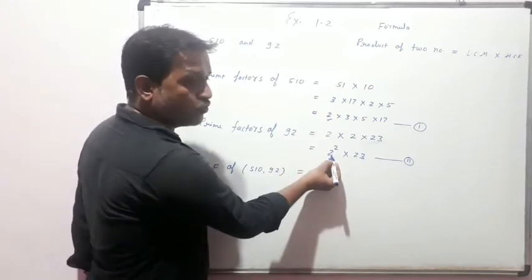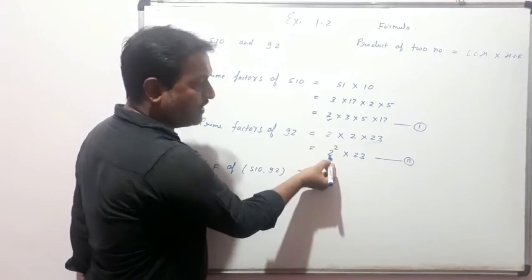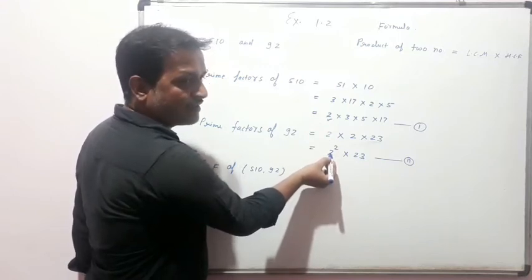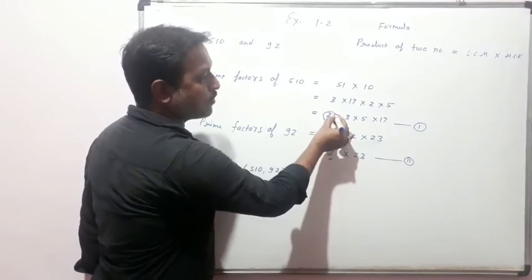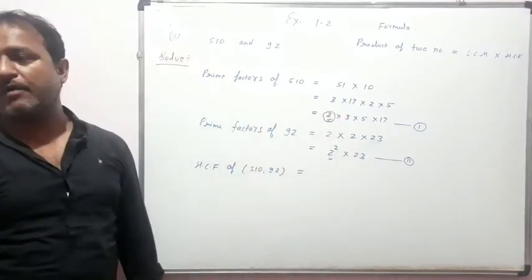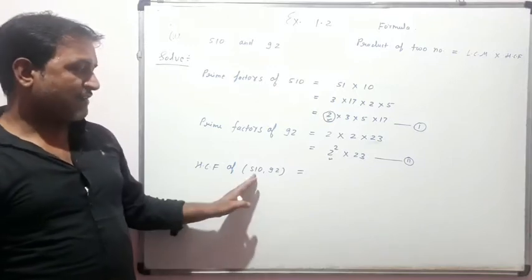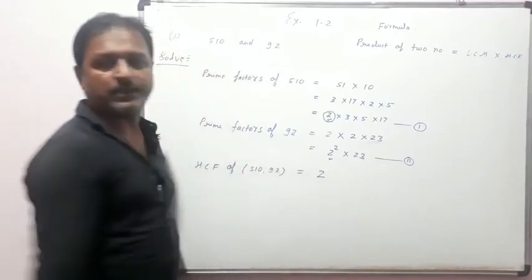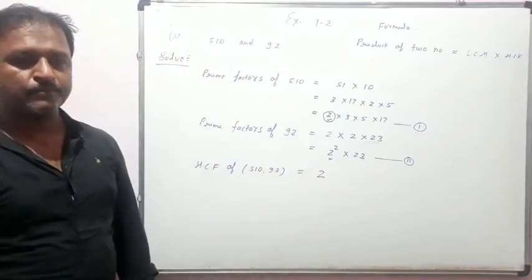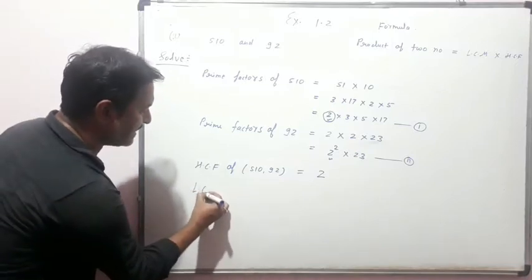Now 2 is common in both. So to find the HCF, we take the smaller power of that common factor, that is 2 to the power 1 only. So the HCF of 510 and 92 will be 2 only. Clear?